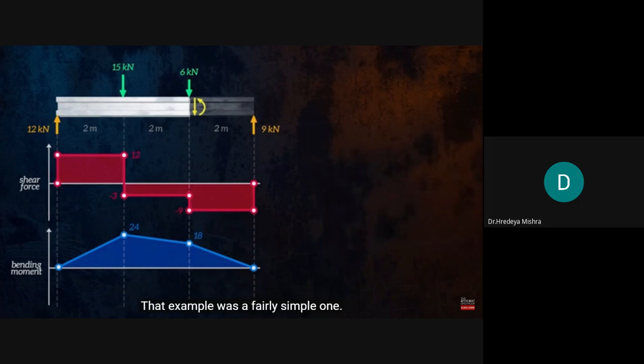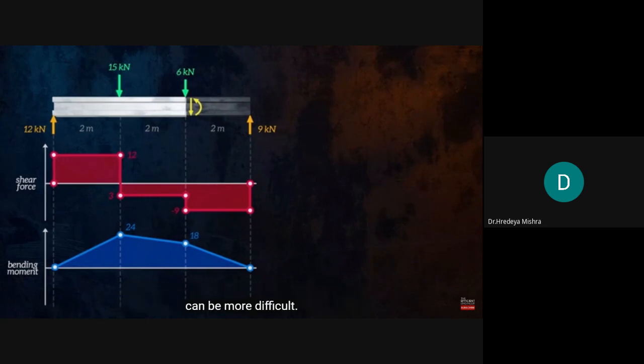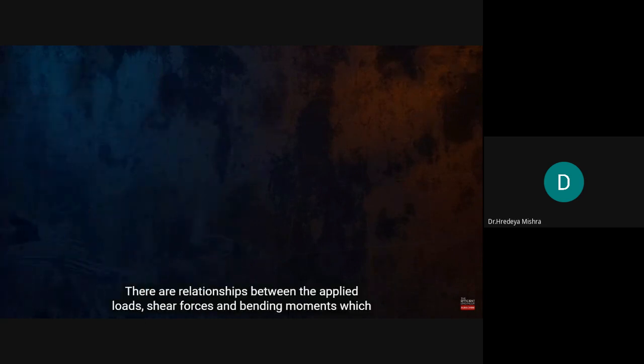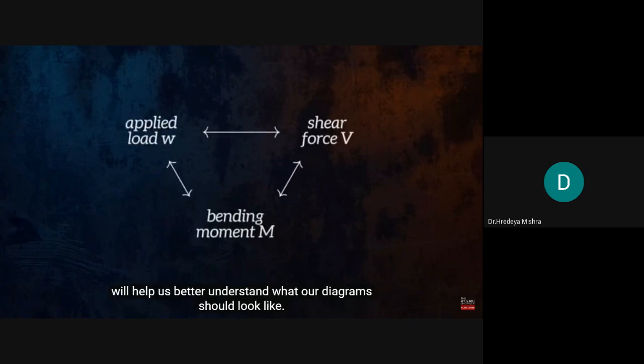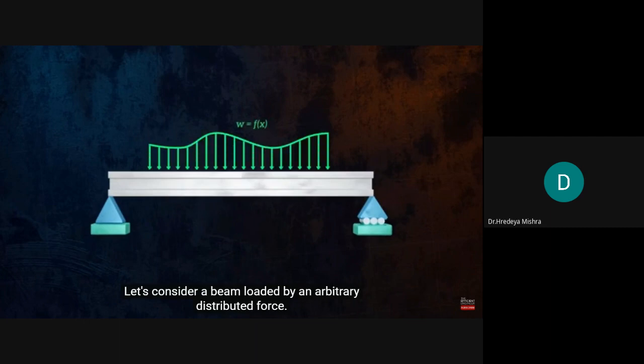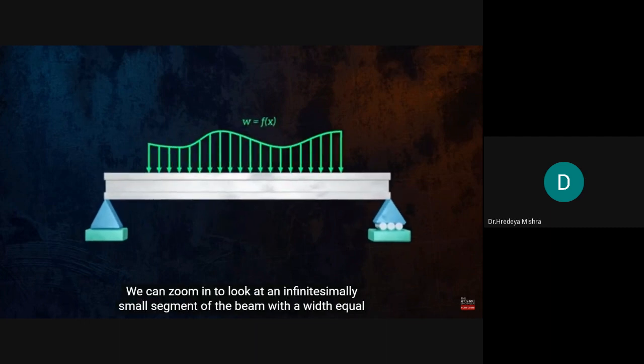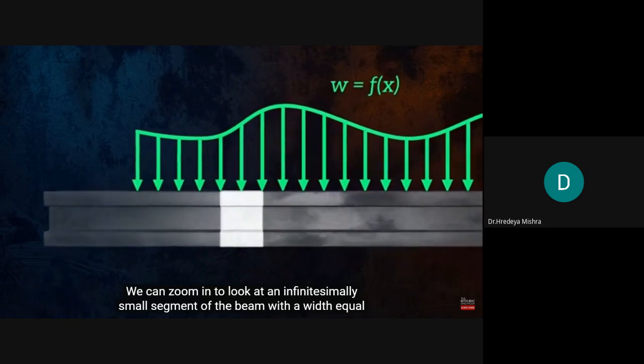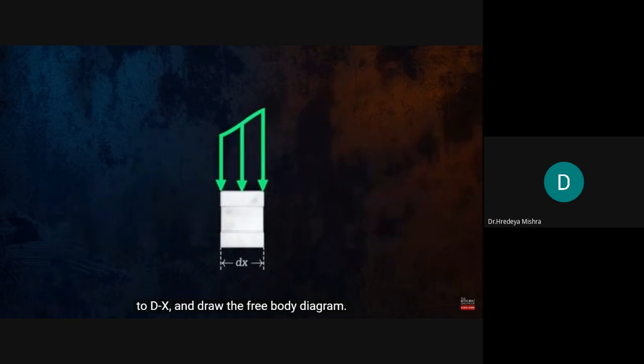That example was a fairly simple one. For cases with more complex loading, drawing the shear force and bending moment diagrams can be more difficult. There are relationships between the applied loads, shear forces, and bending moments, which will help us better understand what our diagram should look like. Let's consider a beam loaded by an arbitrary distributed force. We can zoom in to look at an infinitesimally small segment of the beam with a width equal to dx and draw the free body diagram.